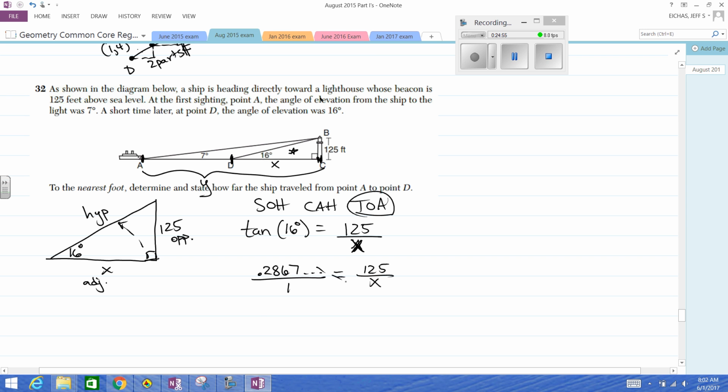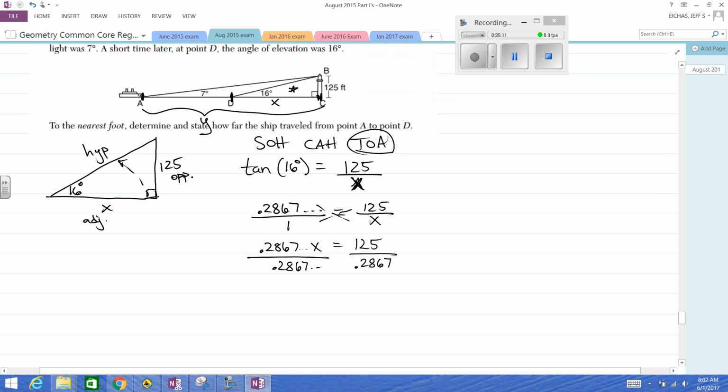What we're going to do is cross multiply. So 0.2867 whatever times x equals 125 times 1, and we're going to divide by that. Now, try to be accurate. You're not supposed to round until the last step. So hit the 125 and then go back up in your calculator if you have the Inspire, grab whatever that is, and then hit enter. And you get approximately, and I'm not going to round, 435.927. All right, so that's step one.